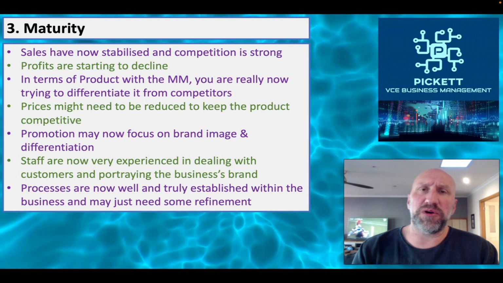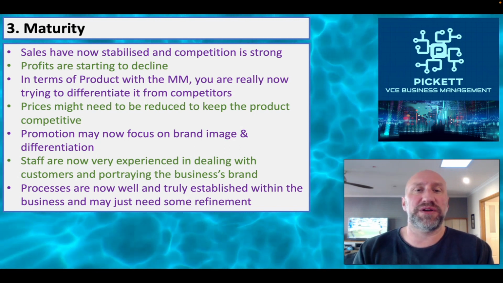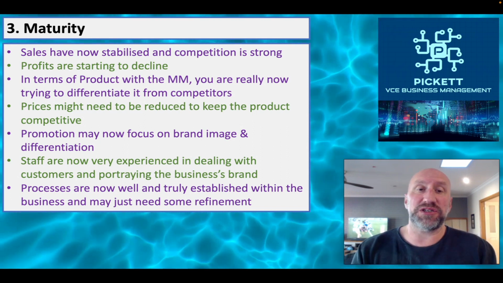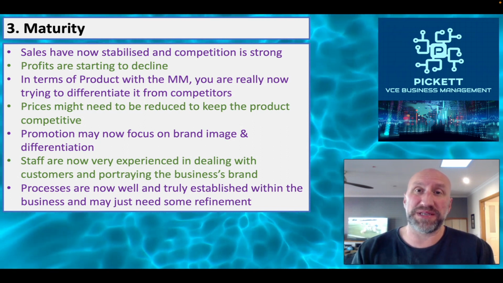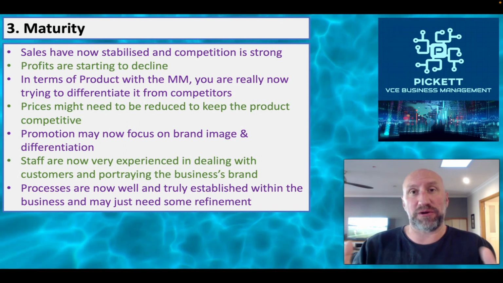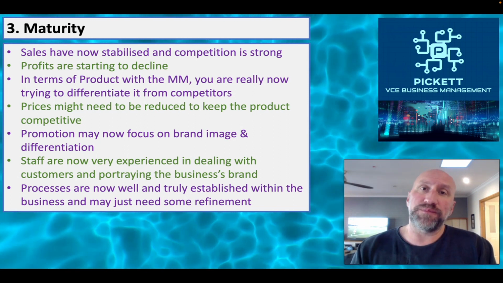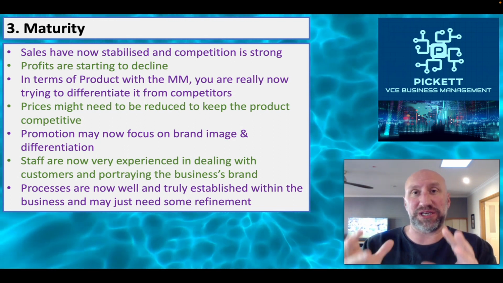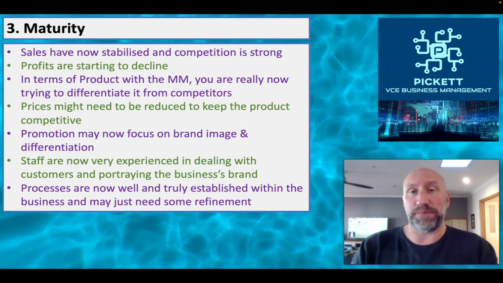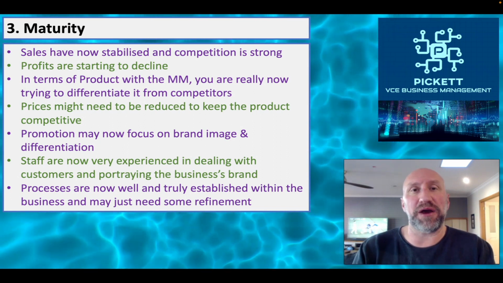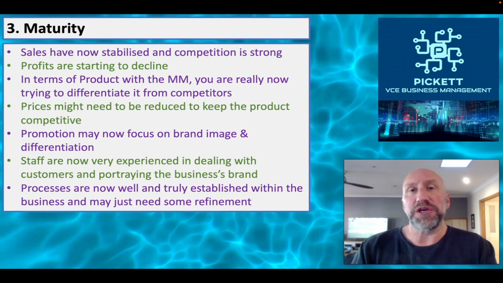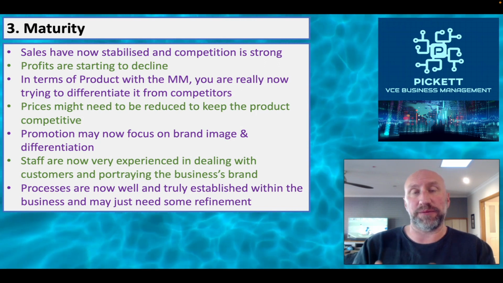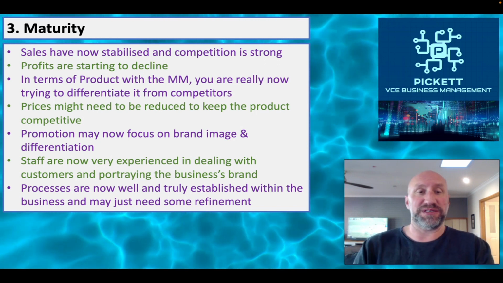So now, in terms of your marketing mix, the 7 Ps, you're really starting to try to differentiate yourself from those competitors, okay? You might need to reduce prices to keep that product competitive, particularly if other competitors are now coming in and undercutting you. So promotion is going to focus on things like your brand image and differentiation. So differentiating your product from those competitors that you have. I guess particularly if they are coming in and undercutting you, you've got to demonstrate your value proposition to those customers, why they might pay a little bit more for your product if you're still more expensive than them.